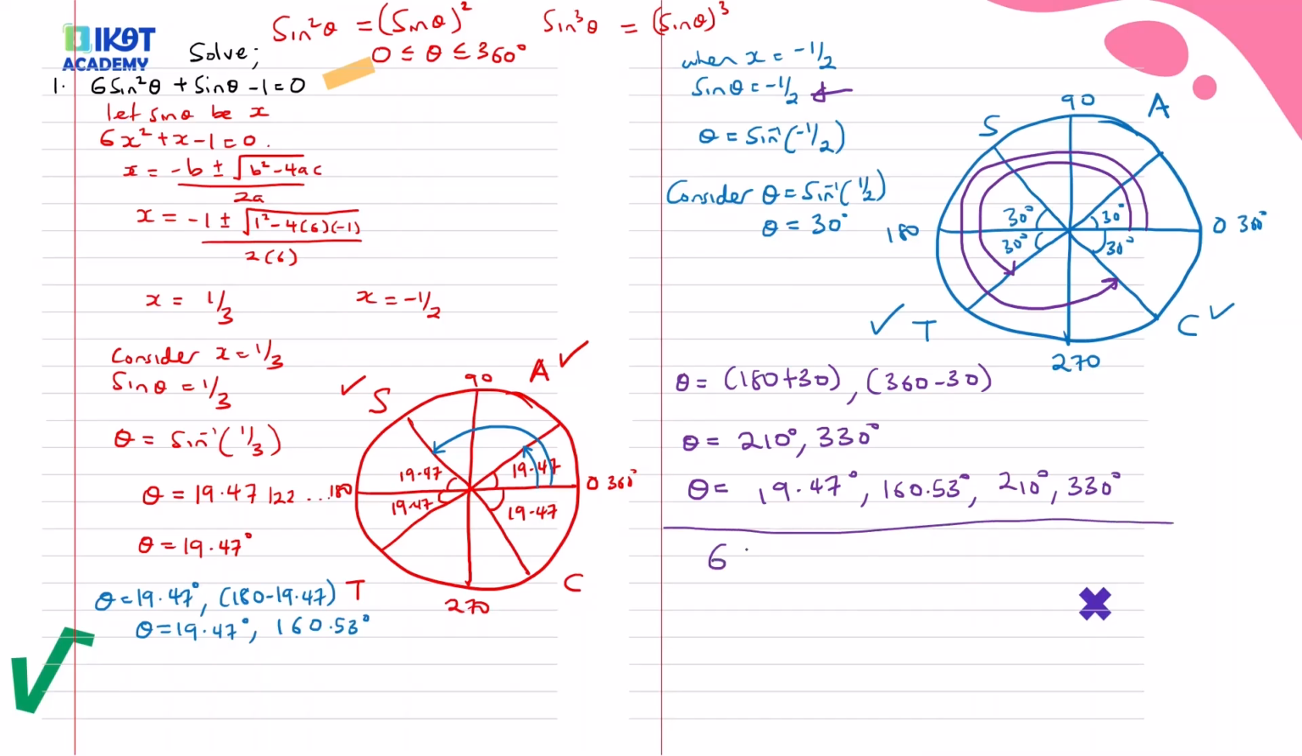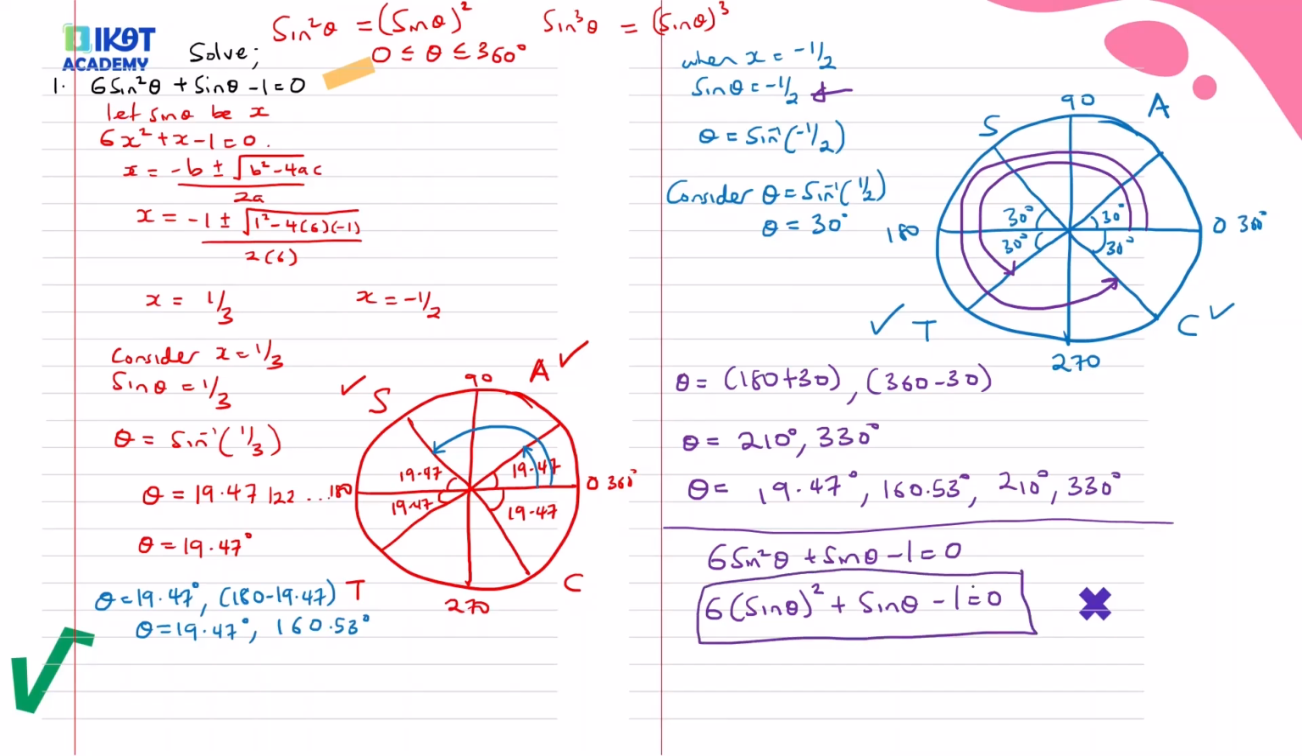Remember, the question says 6 sine squared theta plus sine theta minus 1 is equal to 0. So remember, this is 6 into sine theta squared plus sine theta minus 1. I'm just showing you that if you put in sine theta and square it outside, all those values are going to fulfill this equation.